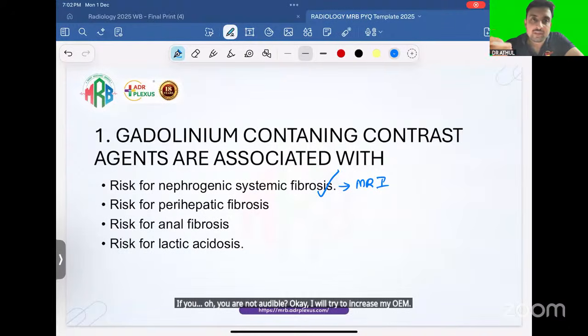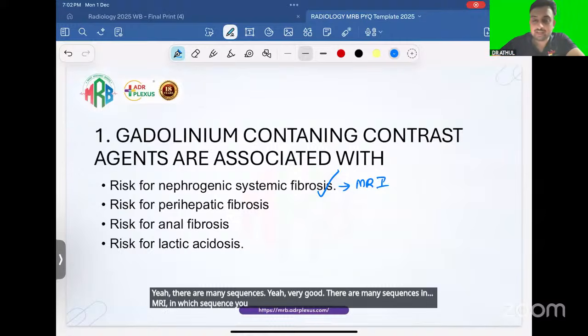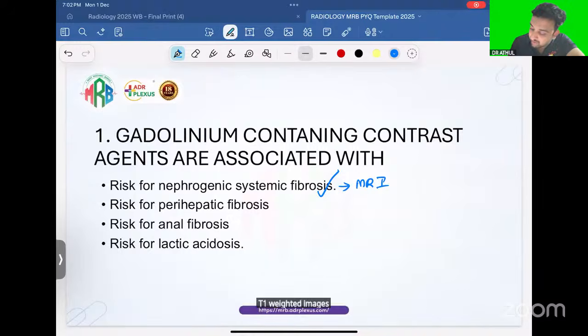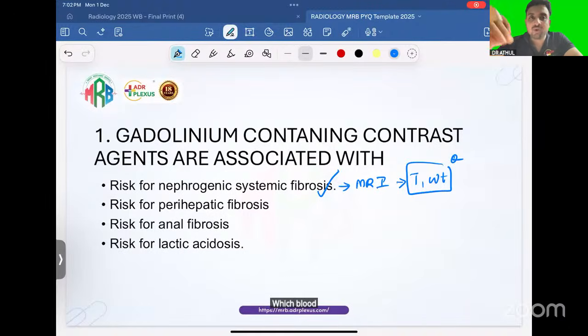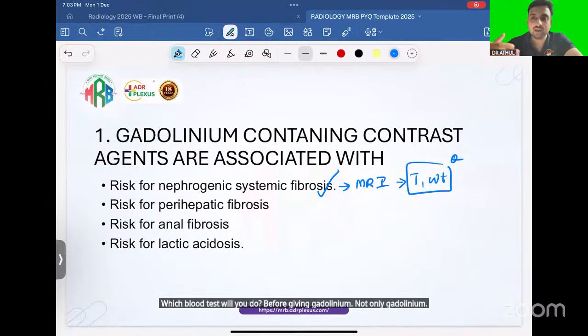Yeah, there are many sequences. Yeah, very good. There are many sequences in MRI. In which sequence will you use it? Yeah, it is actually in fat suppress, but the thing is you have to give gadolinium in T1 weighted images. Okay, T1 weighted images. That is another MCQ. You have to use that in T1 weighted images. Now, one more question. Which blood test will you do before giving gadolinium? Not only gadolinium, any contrast agent.